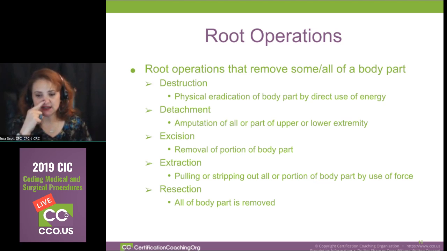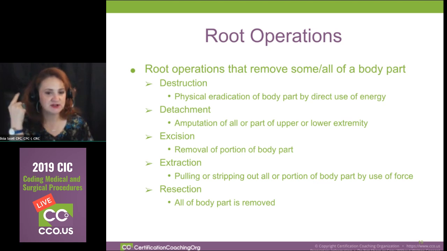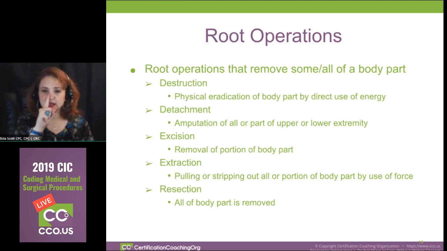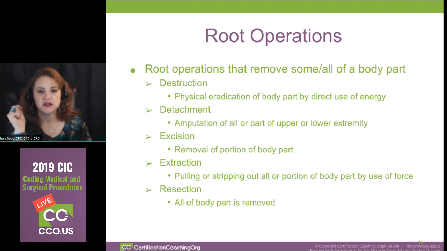So the person has a skin cancer here. They have a squamous cell carcinoma right here on the nose because they were a farmer, right? They're always out in the sun. It happens on their ears a lot. Are we going to excise or are we doing an extraction? We're excising that. We're not taking the whole nose. We're taking a piece of the nose, a portion of a body part, not the whole nose.